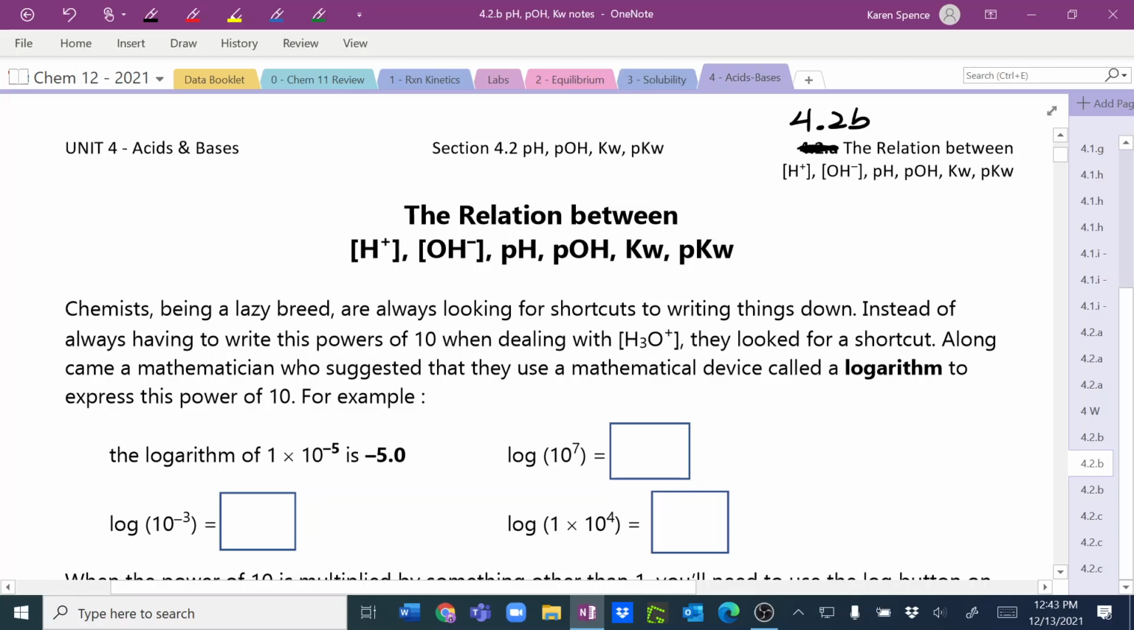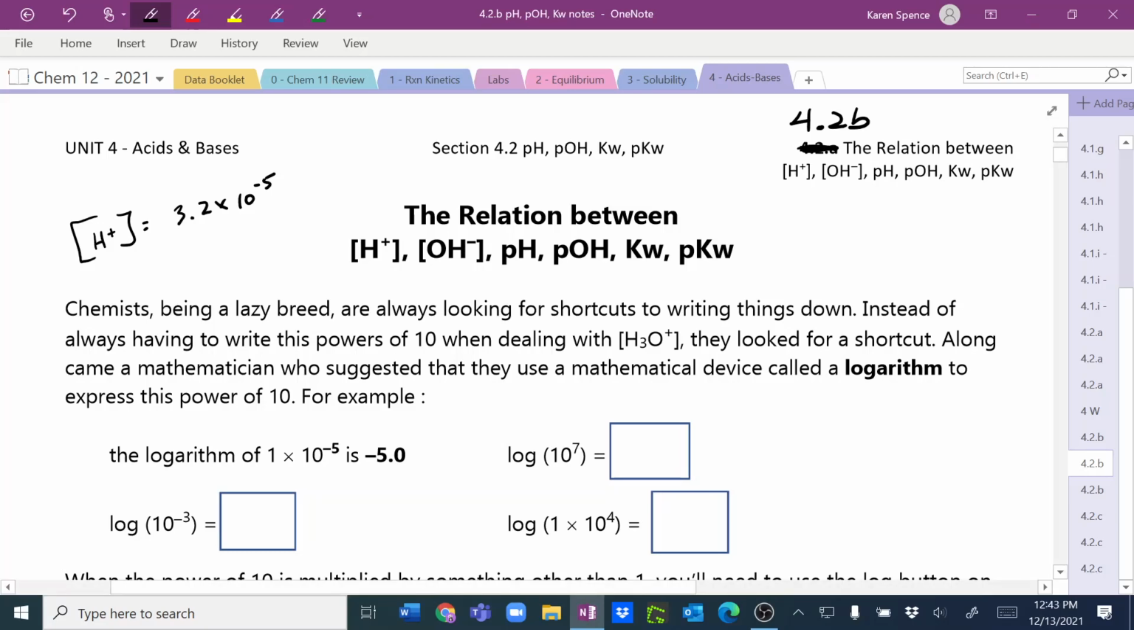Chemists, being a lazy breed, are always looking for shortcuts to writing things down. Like MC for molecule, RXN for reaction. So instead of having to write these powers of 10 when dealing with a hydrogen or hydronium concentration, they were looking for a shortcut, because most of your concentrations of hydrogen are little bitty concentrations like 3.2 times 10 to the minus 5. That's a lot of writing, yes? How could we simplify this? Well, a mathematician suggested that we use a mathematical device called a logarithm.